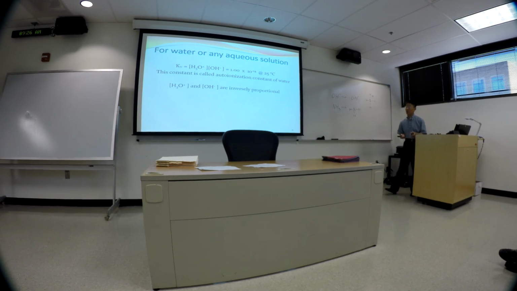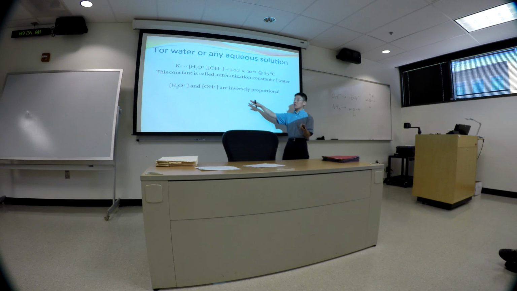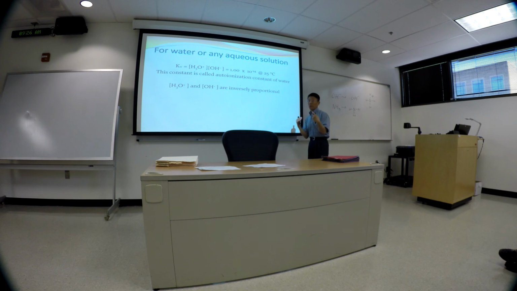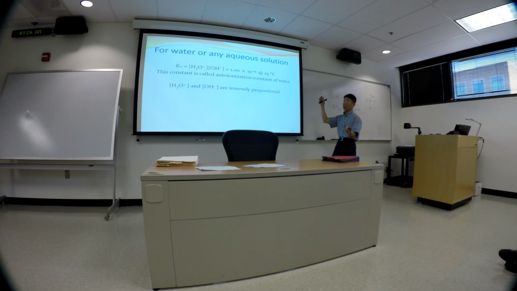Okay. So in this case, hydronium ion concentration and hydroxide ion concentration are inversely proportional to one another. One is lower, the other is higher. The product ends up with a constant.